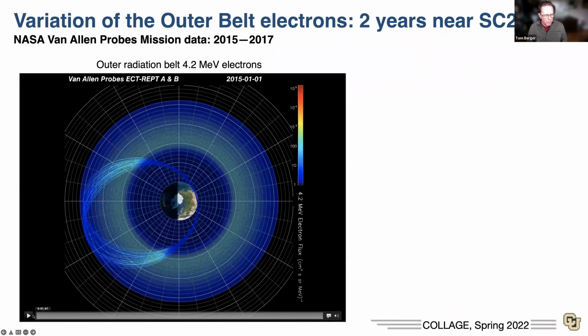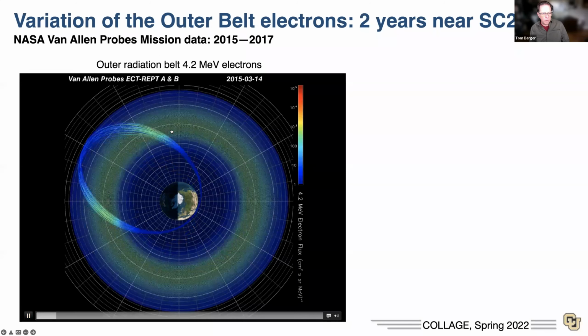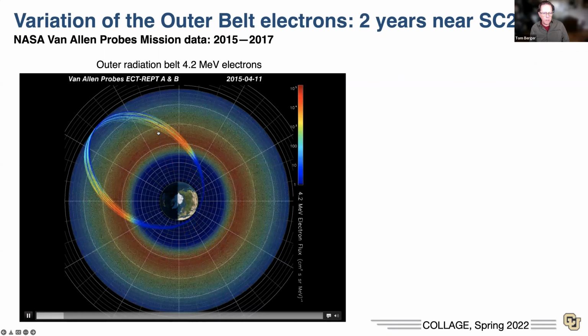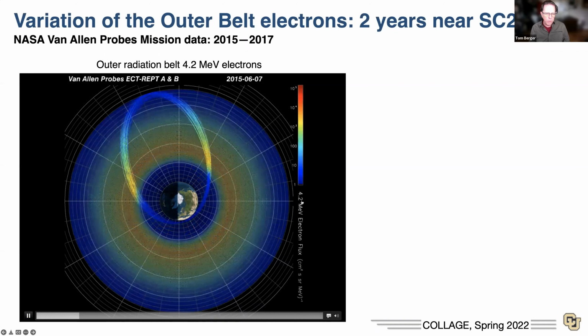So this is a movie taken by the Van Allen Probes mission, which was a NASA mission with 2 satellites in a highly elliptical orbit going through the outer radiation belt. So this is an electron telescope that's just looking at 4.2 MeV electrons, and it's over 2 years. So you'll see as the orbits precess around the Earth, there's a very large variation in the flux, which is the color coding here, of electrons measured in the belt. And I won't show the whole 2 years.